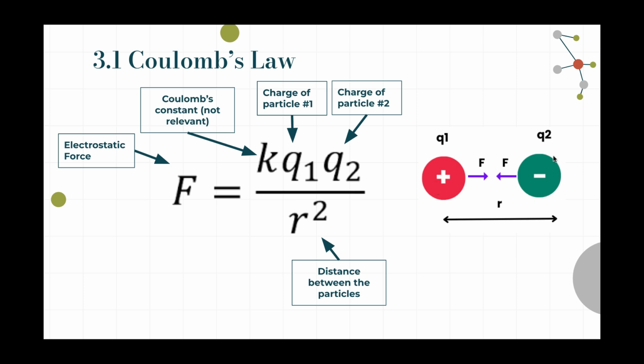In this diagram on the right, Q1 is a proton and Q2 is an electron, so they're attracted to each other. But if Q2 was also positive, was also a proton, the force would be repelling each other.